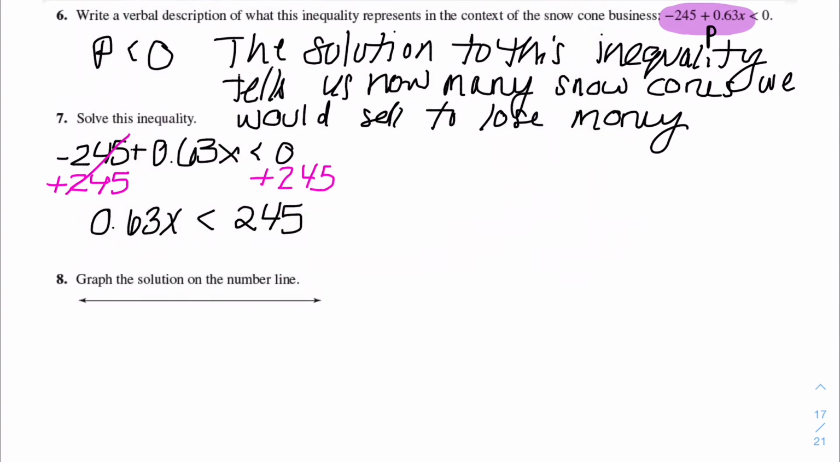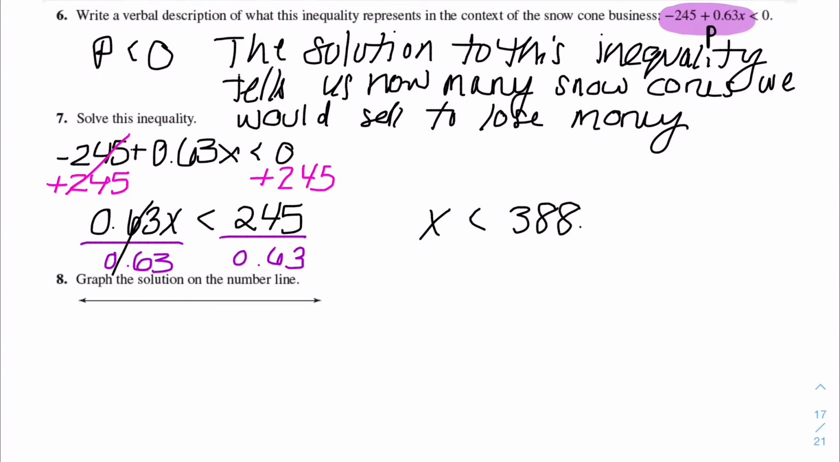So to get x by itself, divide by the 0.63, divide by the 0.63, and if you do that, those two cancel, you're just left with x, and on the right hand side you'll get 388.9. Okay. So any value of x less than that satisfies the inequality. So here's 388.9. You can't equal it, but anything less than it will work.